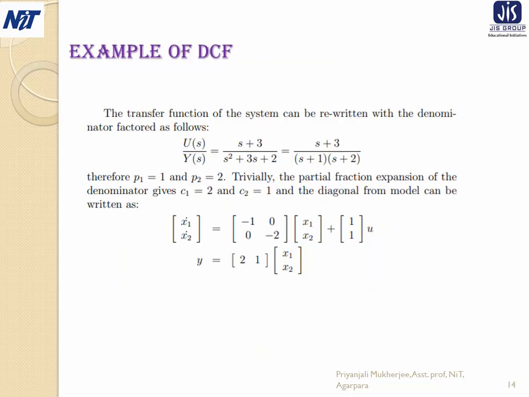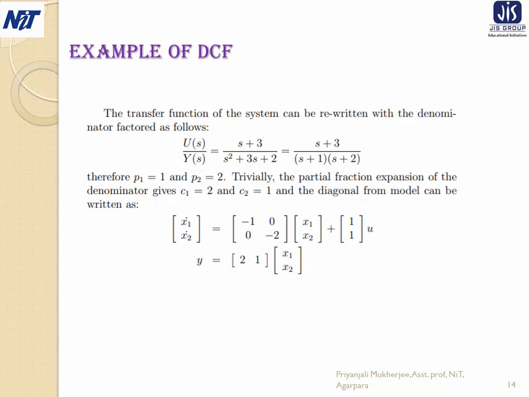So next, take an example of diagonal canonical form. Here we can write this equation s plus 3 divided by s square plus 3s plus 2. In this way, s plus 3 divided by s plus 1 and s plus 2. Now we will use the partial fraction expansion method, and then we can write s plus 3 by s plus 1 into s plus 2 is equal to 2 divided by s plus 1 plus 1 divided by s plus 2. So C1 becomes 2 and C2 becomes 1.